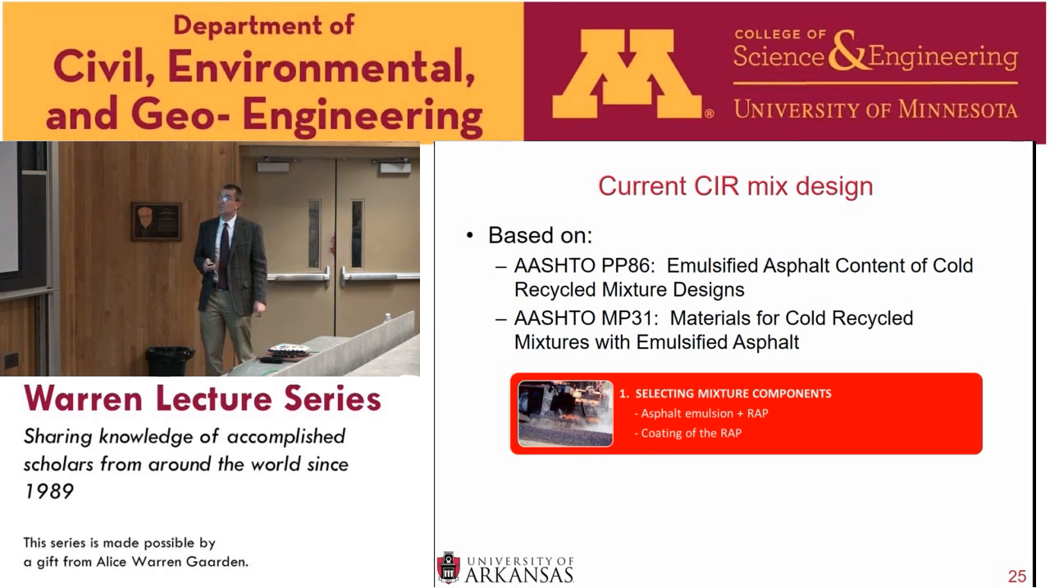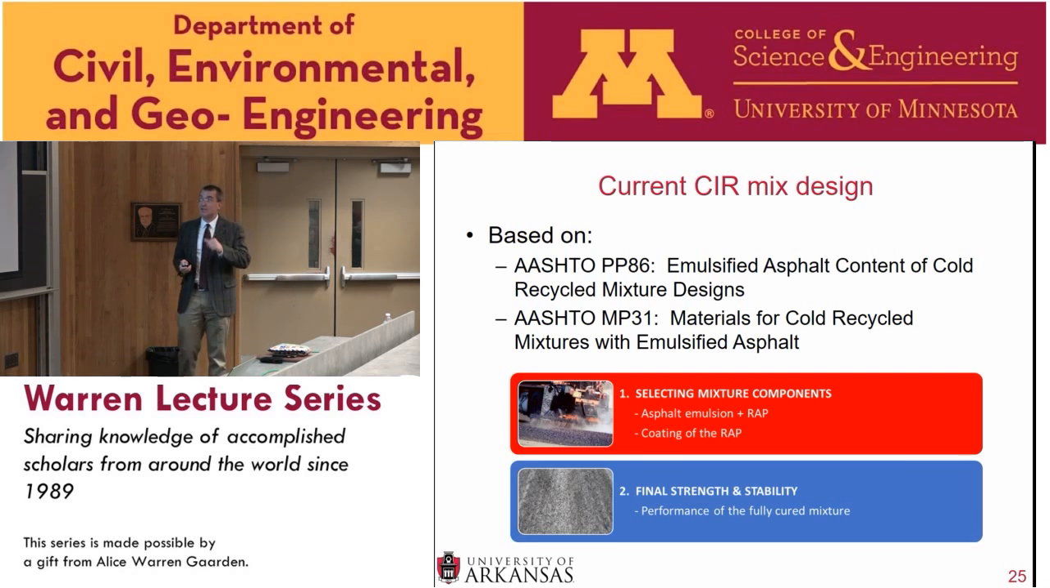And the first one is essentially selecting the mixture components. You want to make sure that you have enough asphalt emulsion and the proper size and proper quantity of recycled asphalt pavement, or RAP. And then you want to make sure that that asphalt emulsion coats the RAP, so you have a nice even coating around your RAP material so it sticks together in the field.